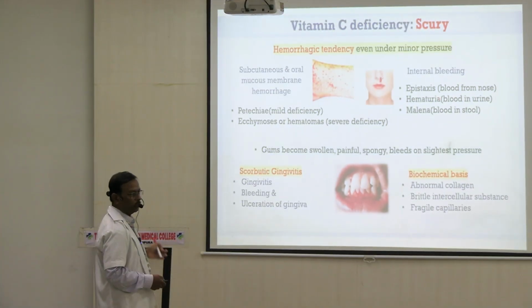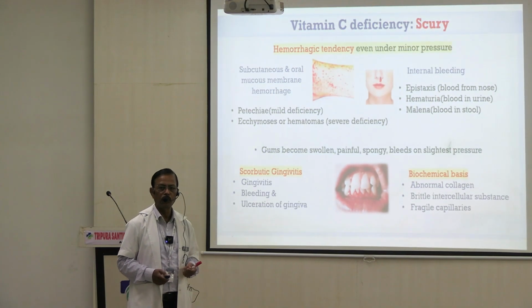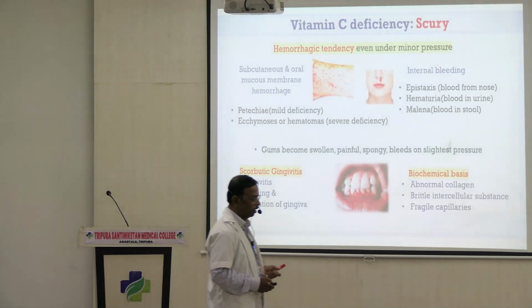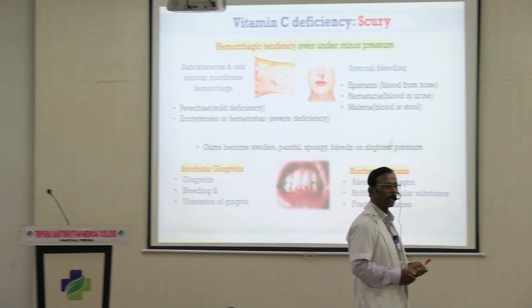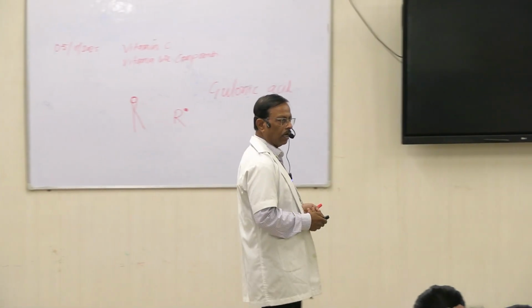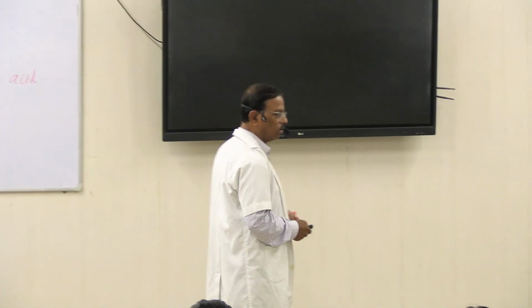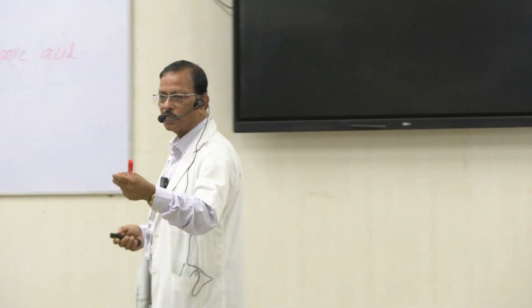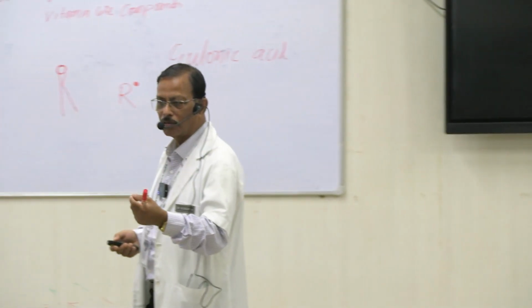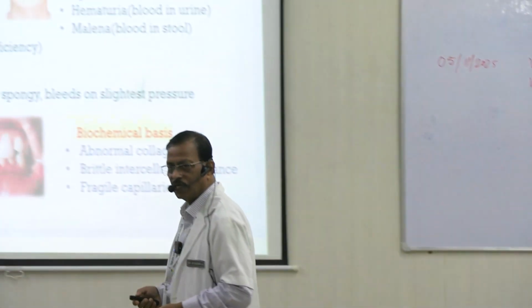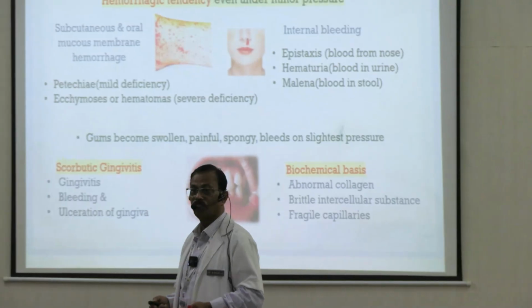Hematuria, passing of blood in the urine. Melena, blood in stool. This melena blood will be black. Usually in the upper GI, melena occurs, and in the upper GI we have hydrochloric acid also, so there will be formation of acid hematin. That's why it becomes black. But in case of say dysentery, you have blood in the stool. In case of piles, you have blood in the stool. Those are fresh blood.